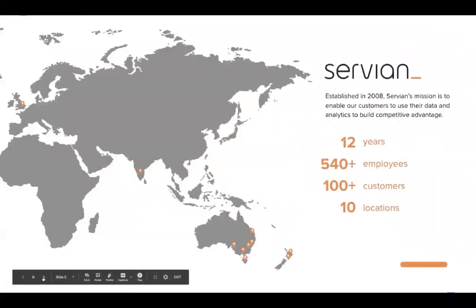Just a little bit about Servian. Servian has been established since 2008. Our mission is to enable our customers to use data and analytics to build a competitive advantage. Over the last 12 years, Servian has grown to over 540 employees, with offices across pretty much every state in Australia, plus now New Zealand with Auckland and Wellington, and an increasingly growing office over in the UK as well.